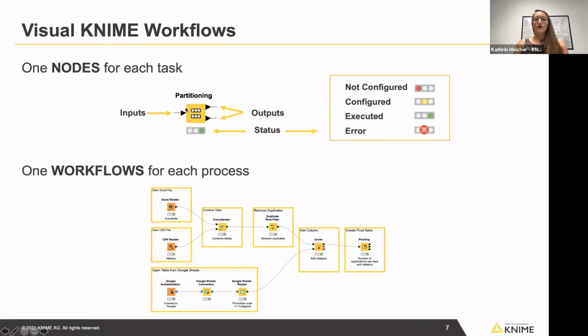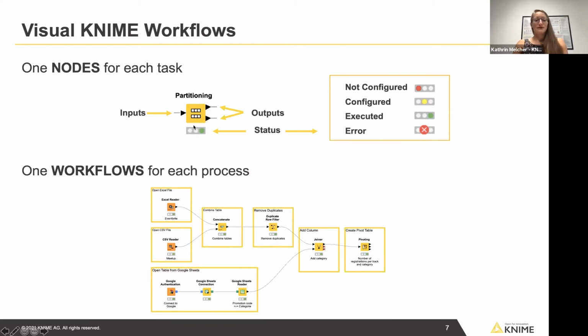And therefore, a node has always on the left-hand side some input ports where the data comes in. Then it gets processed by the node, and then we have the data after execution available here at the output ports on the right-hand side. And whenever this traffic light below a node is green, that means that the node is executed, then we can also inspect our data tables, which are the result of the execution of the node.